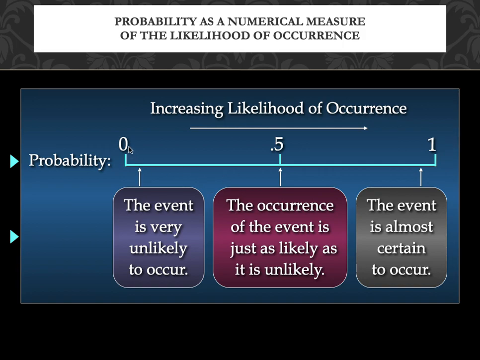Okay, so if the probability of an event is close to 0, then we say that the event is very unlikely to occur. And in the same manner, if the probability value of a certain event is close to 1, then the event is almost certain to occur. Okay, however, if the value of the probability of a certain event is 0.5, then we say that the occurrence of the event is just as likely as it is unlikely to occur. Okay, so we will look at the range of values later on in terms of the kinds of events involved, if the probability is equal to 0, and also when the probability of a certain event is equal to 1.